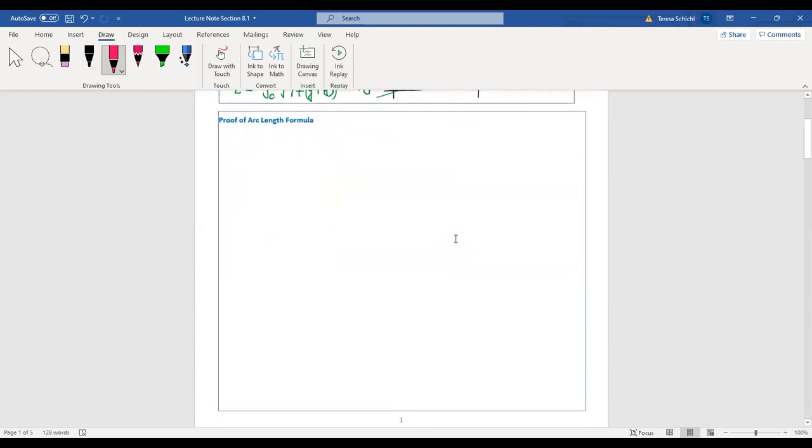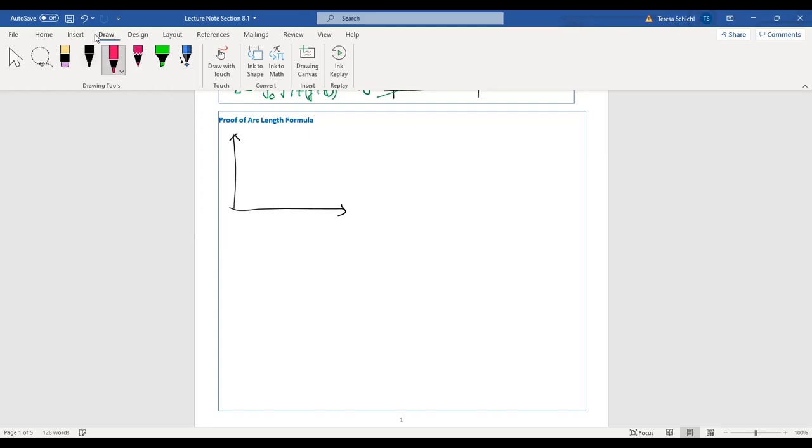Here I'm not really trying to prove it. I just want to show you the basic idea of why the arc length formula works. It's very similar to when we first started integration and talked about Riemann sums, the rectangle areas, where you try to approximate the area under the curve. The idea here is the same.